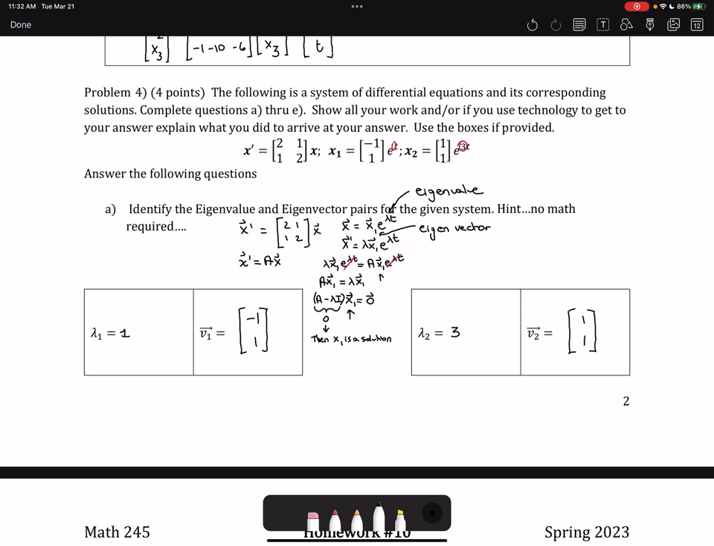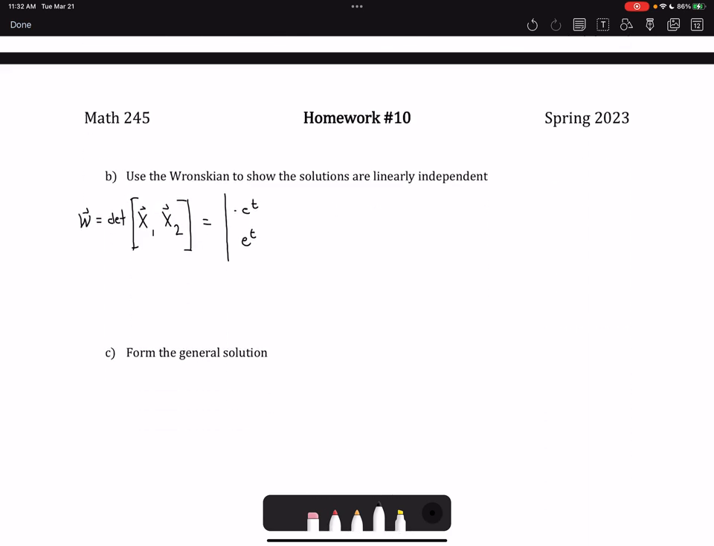And the other one is going to be e to the 3t, e to the 3t. Okay. No, we want the vertical bars. There you go. So now what do we want to do? Now we want to find the determinant, because that's what these vertical brackets indicate. And so we're going to have negative e to the t times e to the 3t minus e to the 3t times e to the t.